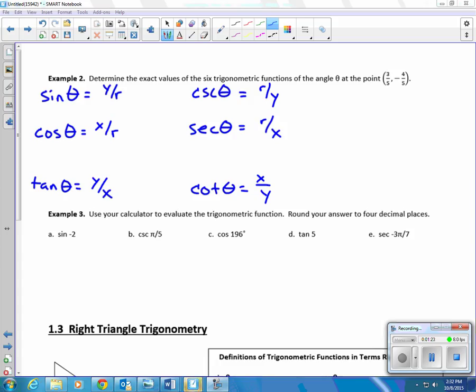If you didn't get it, it's okay. We'll get it worked out. Okay. Now, they give us our point. So what's my x value?